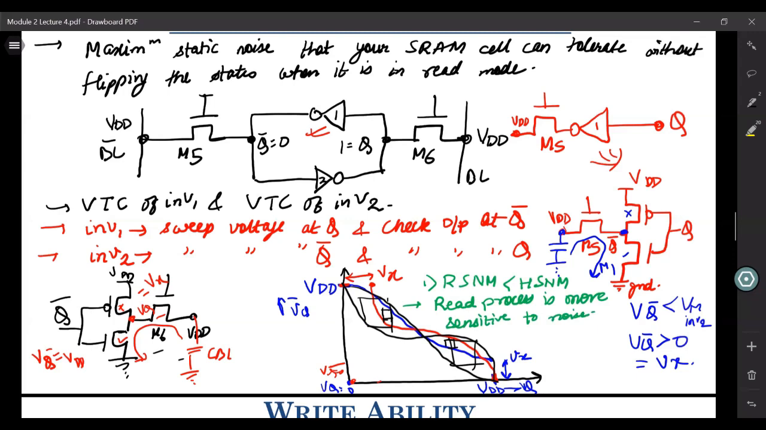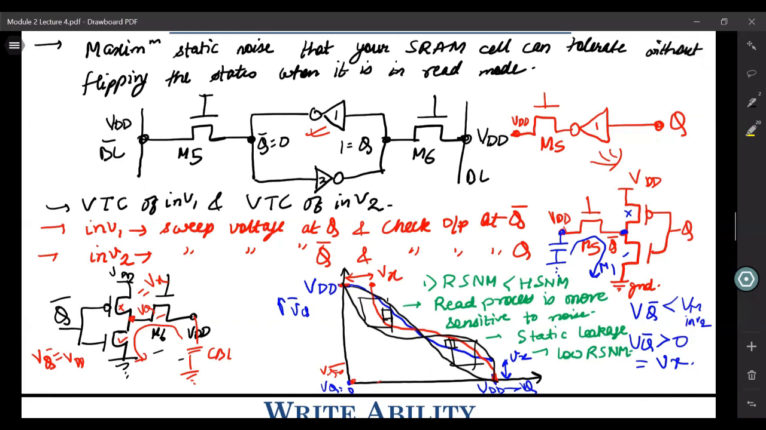Now, what is happening in this modern day SRAM is that their scaling is kind of limited because of, first, static leakage that I discussed, and second, low read noise margin. Why is the read noise margin low?